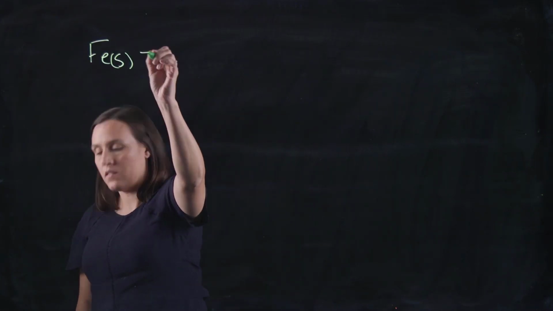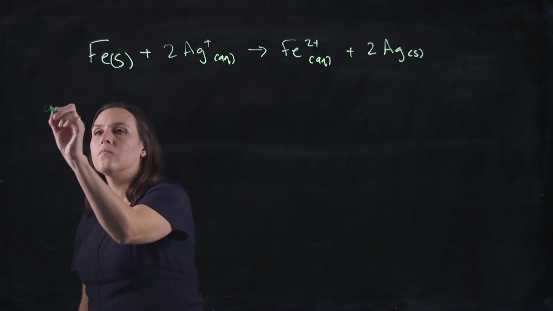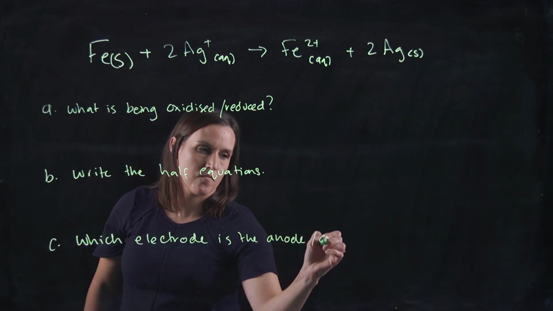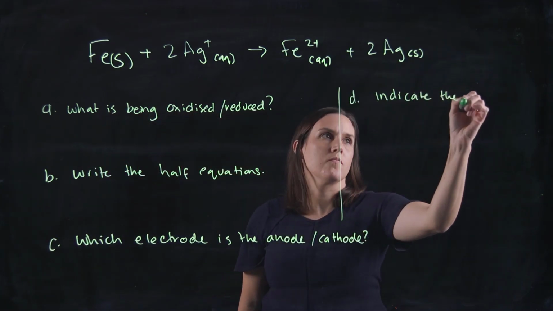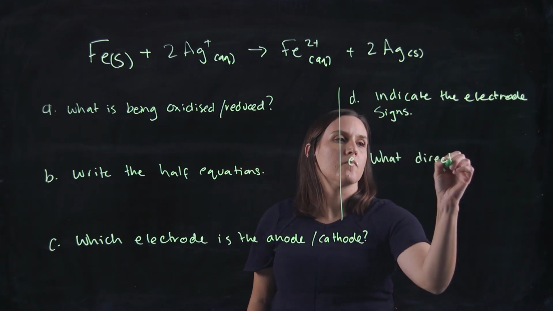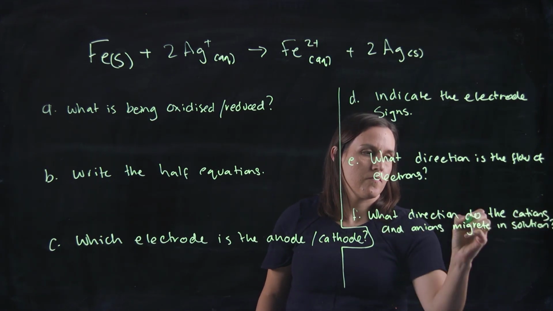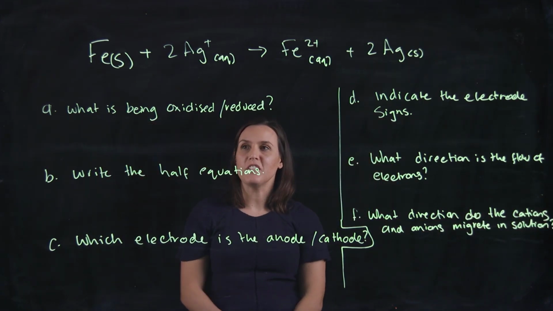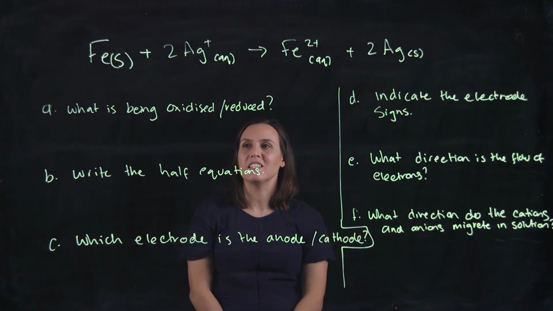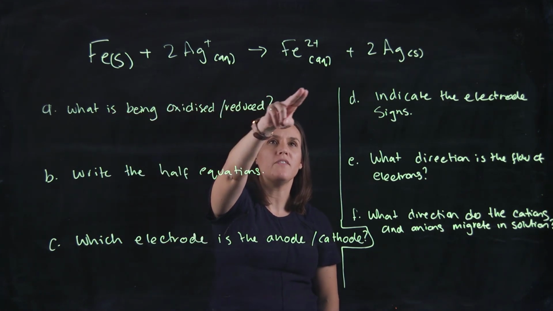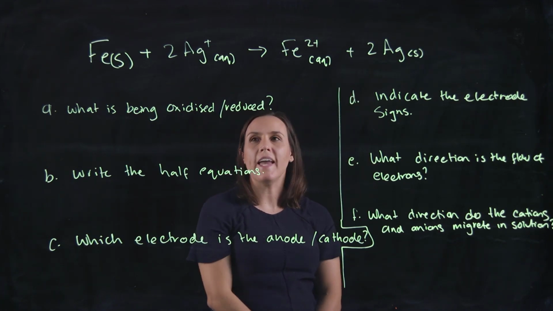So the question that we're looking at today would be, okay, so this is the question. So there's A, B, C, D, E, F, and my handwriting is a little bit scrappy, but hopefully you can see it. So we've got Fe(s) + 2Ag+(aq) going to Fe2+(aq) + 2Ag(s).